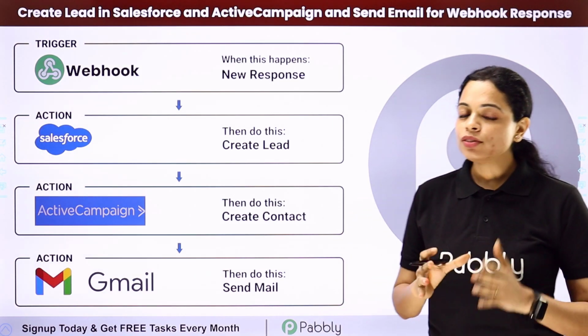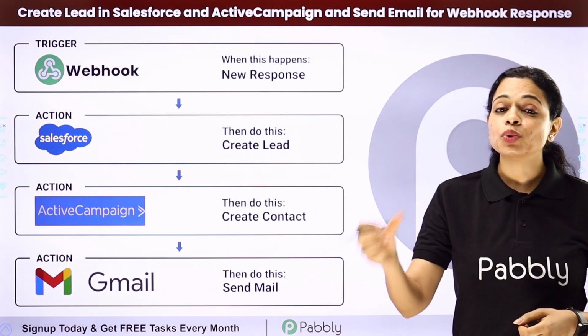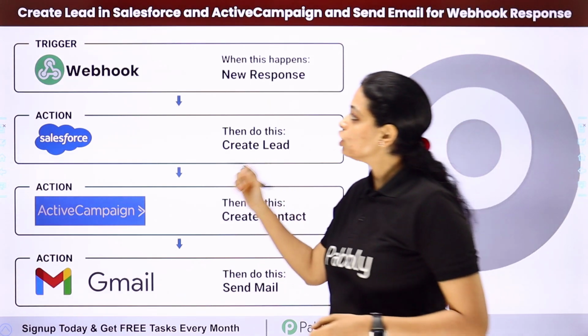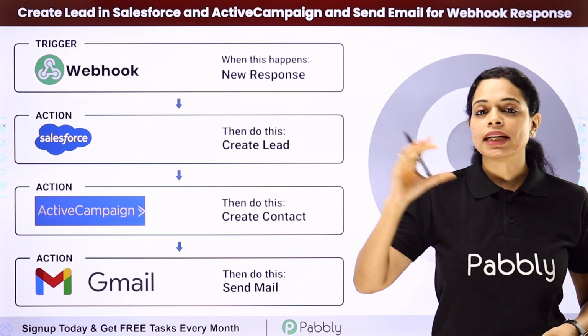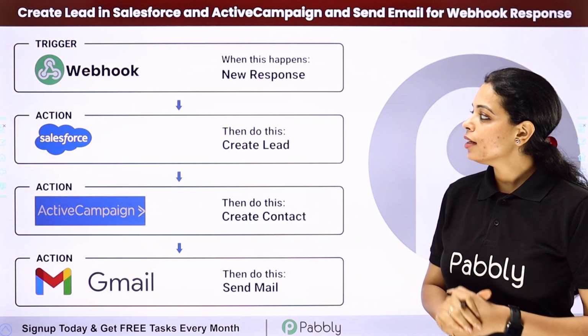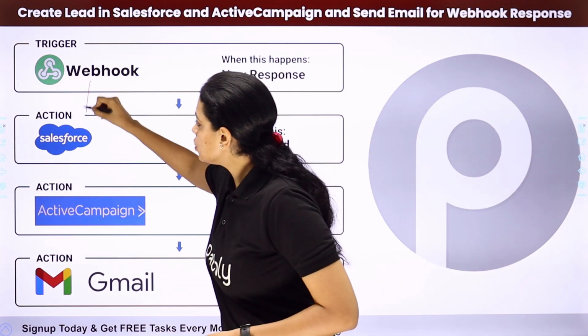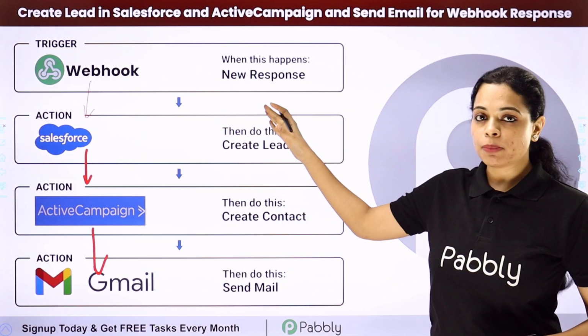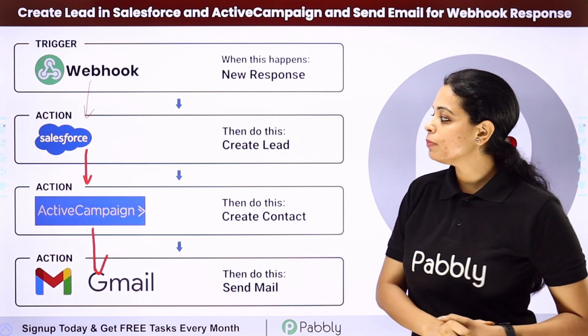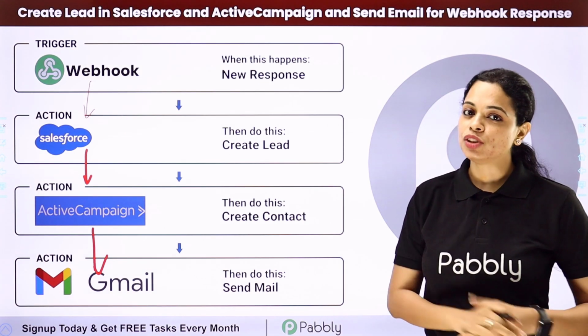Now to do this, I'll have to integrate all these applications, and to receive the response, I'm going to use a feature by Pabbly which is Webhook that can be placed in any application that supports Webhook. So here I'm going to integrate these applications using Pabbly Connect. So here my trigger will be Webhook, then my action applications will be Salesforce, ActiveCampaign and Gmail.